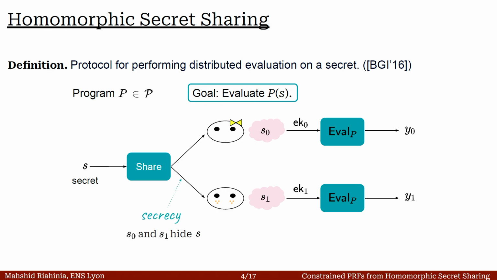Now for this protocol to be useful and meaningful, we need two properties. The first one is secrecy, which roughly states that each of the shares given to the parties should individually hide the original secret S. And we need correctness. The goal of this protocol was to evaluate P of S, right? For correctness, we need the outputs of these two parties to be subtractive shares of P of S. So Y0, the output of the first party, minus Y1, the output of the second party, should be equal to P of S.